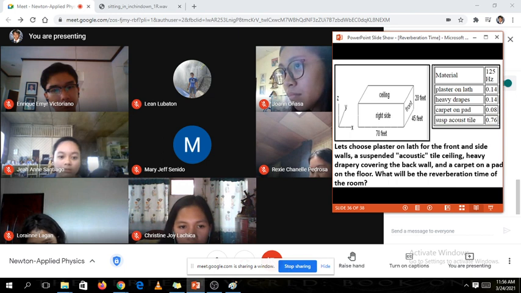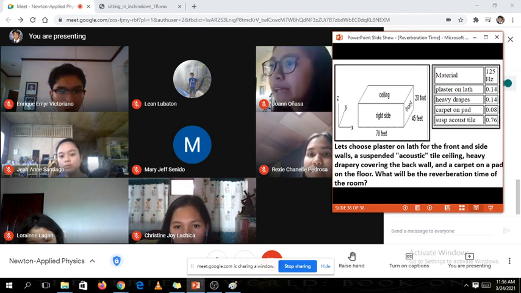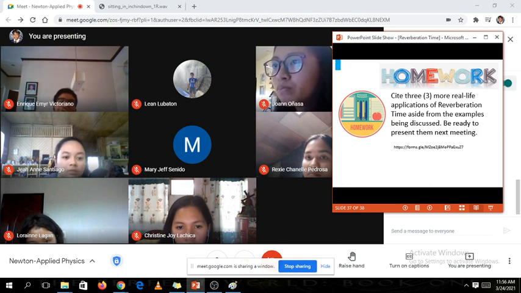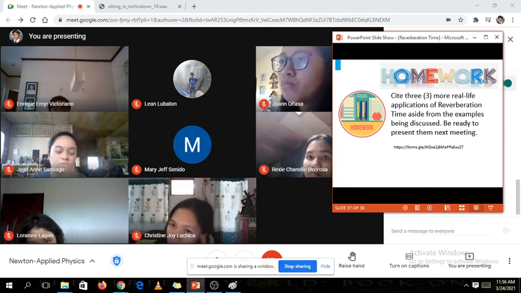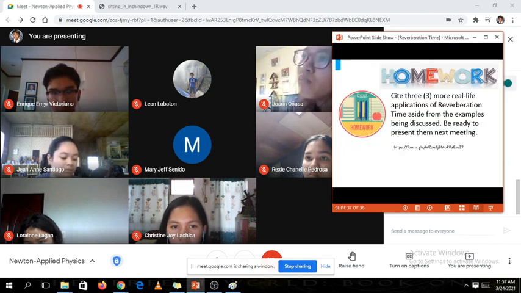You solve for the reverberation time per room given the following details: the dimensions of the room and the absorption coefficient of the material used. Okay? For the homework, also due Friday, you cite 3 more real applications of reverberation time aside from the examples being discussed. No need to present it next meeting. Sige, questions!